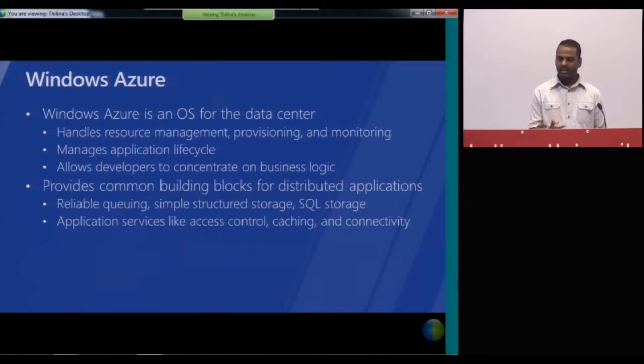So the main idea behind this paradigm is to make sure the developers just concentrate on the business logic. So they can just worry about developing the application. So another thing Windows Azure provides is these building blocks to build distributed applications. So these building blocks include storage services, as well as services like access control, authentication, caching, that kind of things which you can use when you're developing applications for Windows Azure Cloud.